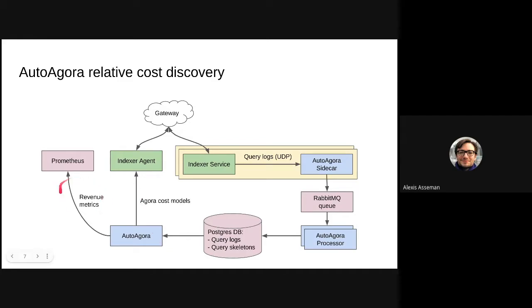We also have a little bonus component from that AutoAgora. That's the revenue metrics. We measure the query fees that are paid for every single query, and we accumulate revenue metrics that we serve to Prometheus, such that we can have a real-time graph of how much we're paid for the queries. So yeah, that's the overall idea here.